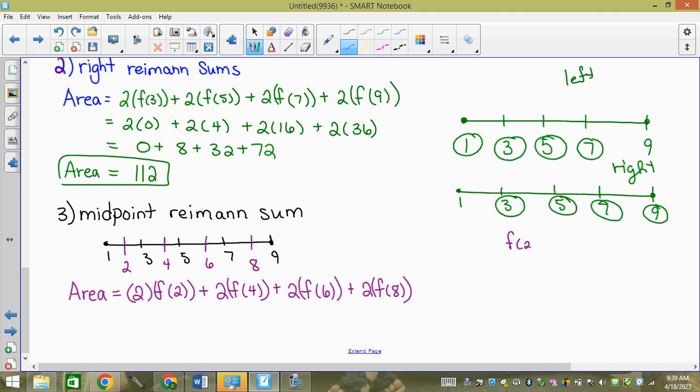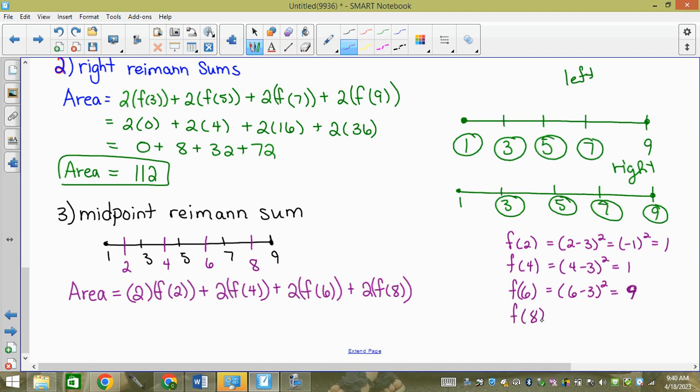F of 2 is 2 minus 3 squared, which is negative 1 squared, which is 1. F of 4 is 4 minus 3 squared, which is 1. F of 6 is 6 minus 3 squared, which is not 4, it's a 9. And then f of 8 is 8 minus 3 squared, which is 25.